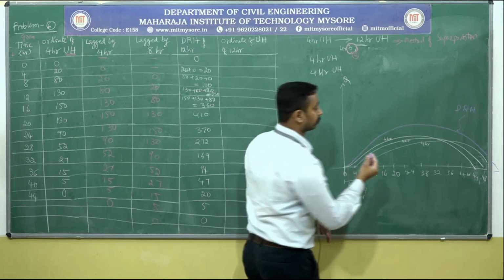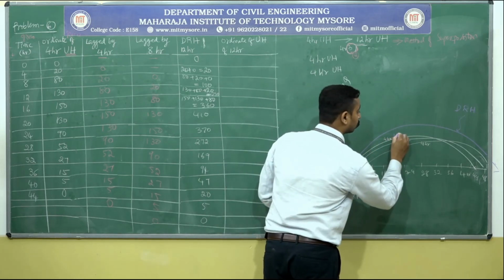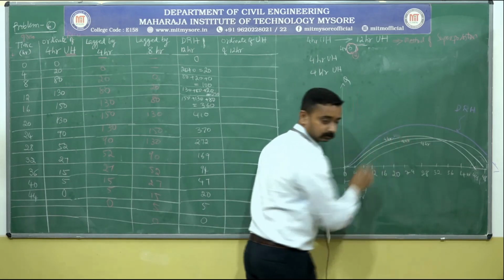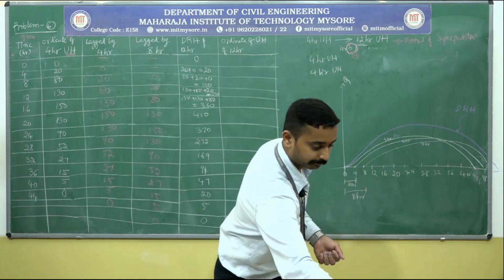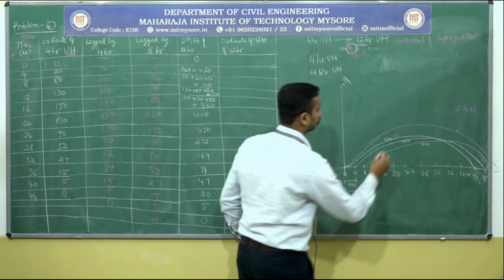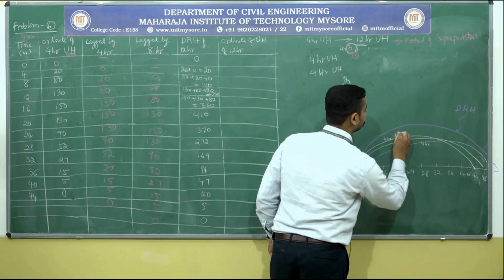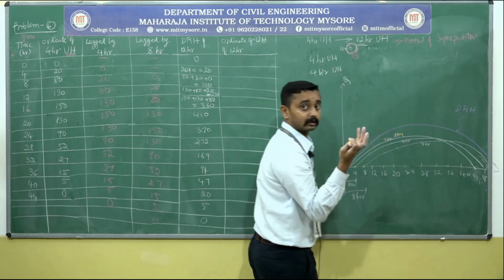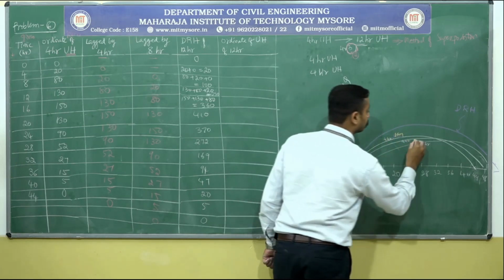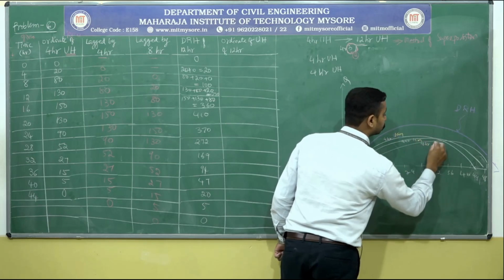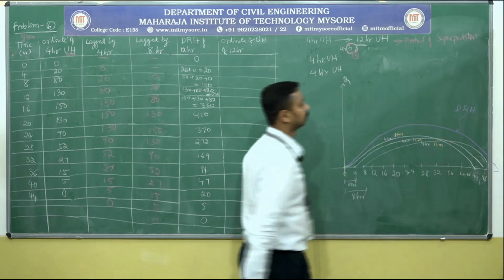A 4-hour unit hydrograph is nothing but 1 centimeter. I'll write with another color. 1 centimeter depth. However many hours, it is a unit hydrograph, so 1 centimeter depth. This is also 1 centimeter depth.